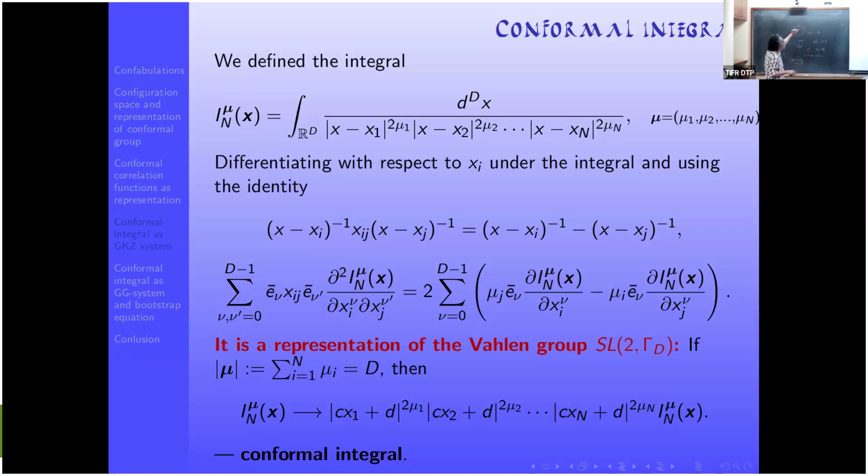Yeah, so now if you check this, it's easy to check using the formula that I wrote down in an earlier slide for the conformal transformation of xi minus xj, etc. You can check that this I mu also transforms like this, with this mu sitting here. So this also is a representation of the conformal group.